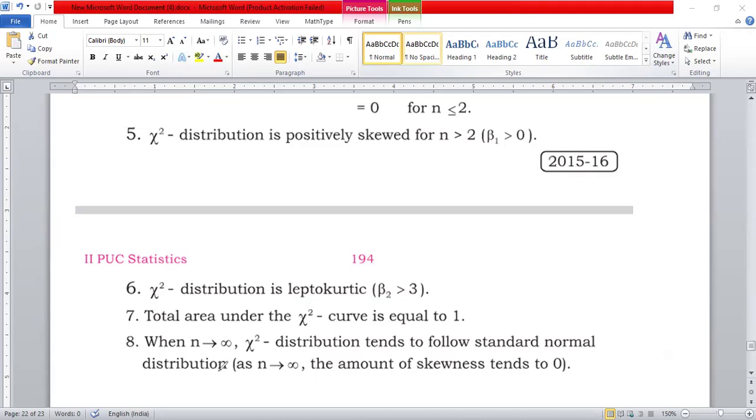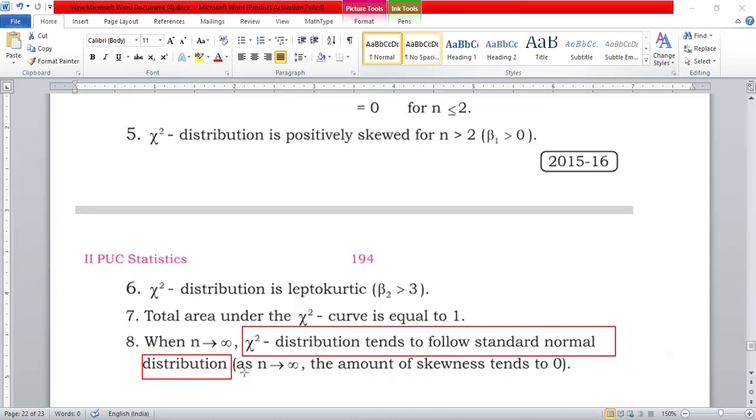So finally, the chi-square distribution tends to the standard normal distribution. One more condition comes: the chi-square distribution tends to the standard normal distribution when n tends to infinity. Remember, guys, very important. Under what condition does the Poisson distribution tend to the normal distribution? That is, lambda tends to infinity. But here, the chi-square distribution tends to the standard normal distribution when n tends to infinity. Guys, please concentrate: n tends to infinity.